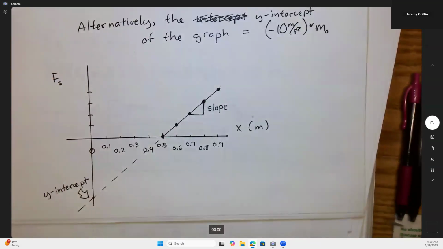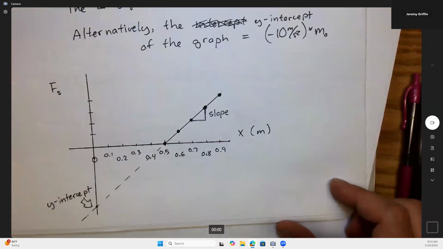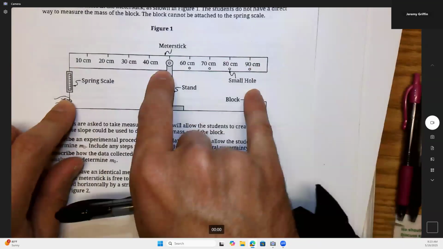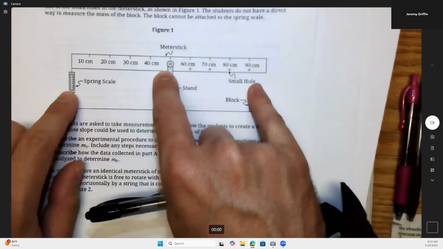So is the spring scale upside down? So the bar was pulling on the thing. Yeah, the spring scale is always going to be in tension, right? Because the block's trying to pull this way. The spring scale is always going to be in tension.